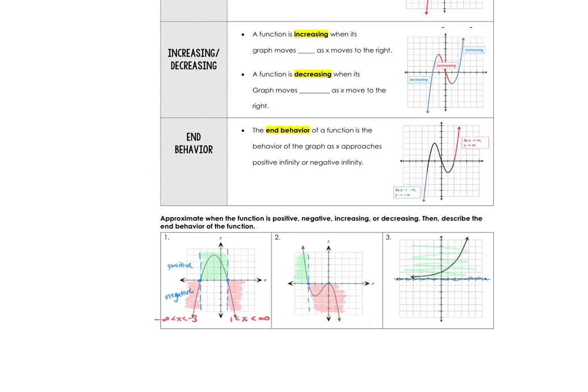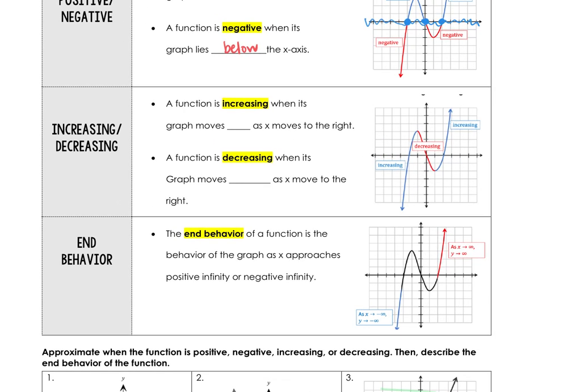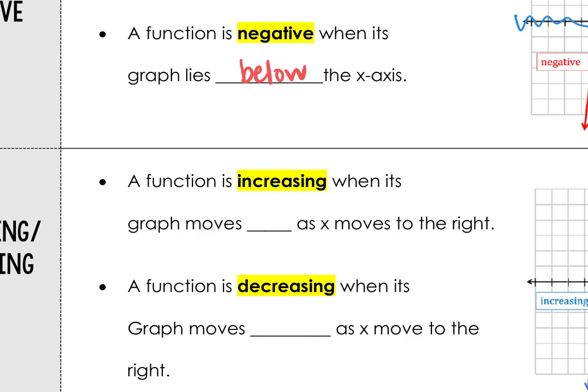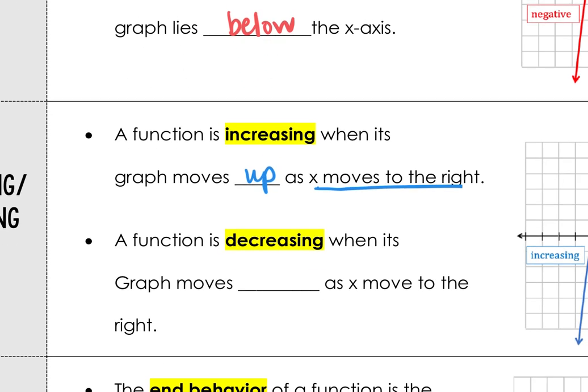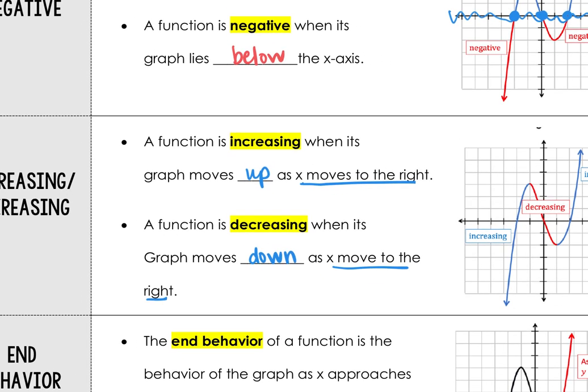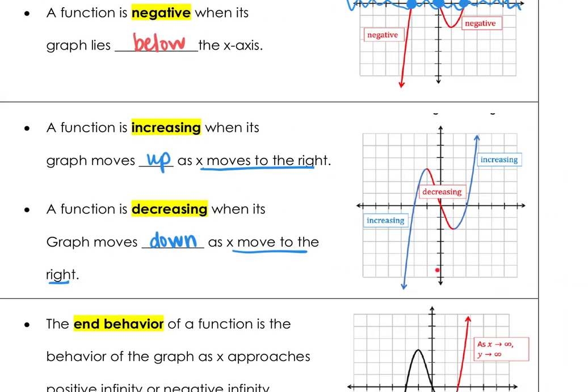Now that we've talked about positive and negative, we're going to talk about increasing and decreasing. And this is just, where is your graph moving up? Where is your graph moving down? So a graph or a function is increasing when its graph moves up as x moves to the right. And a function is decreasing when its graph moves down as x moves to the right. So anytime we read a graph, we're always going to read a graph from left to right. So as you're moving to the right, what is the graph doing?